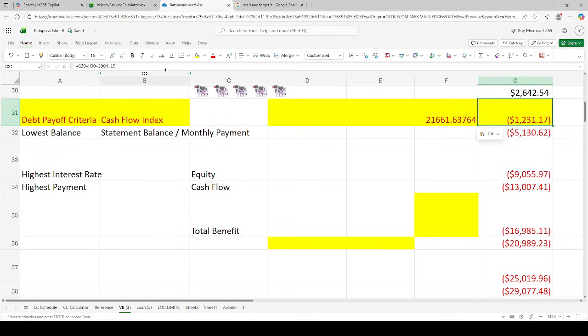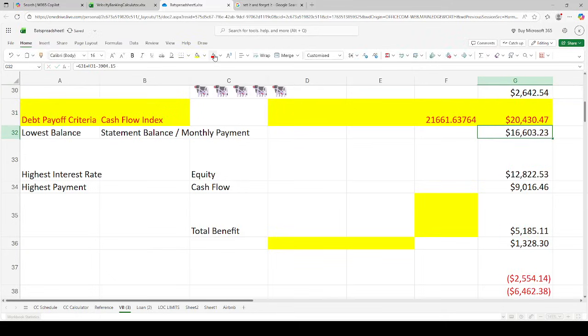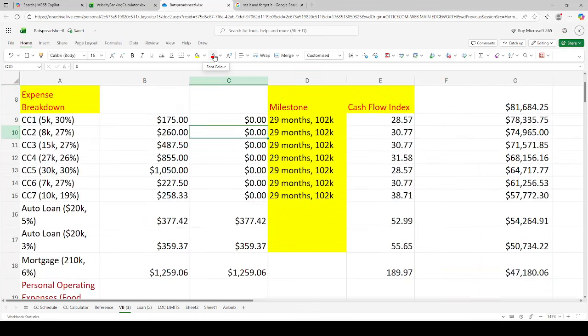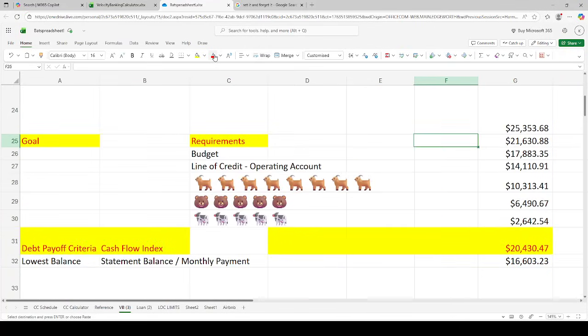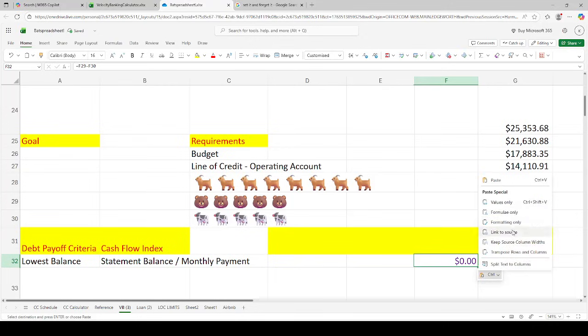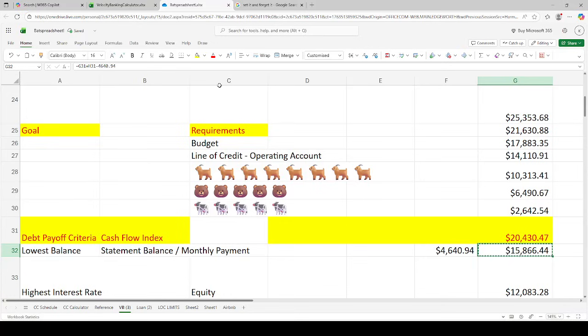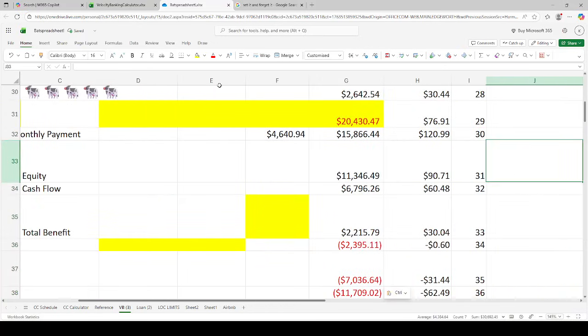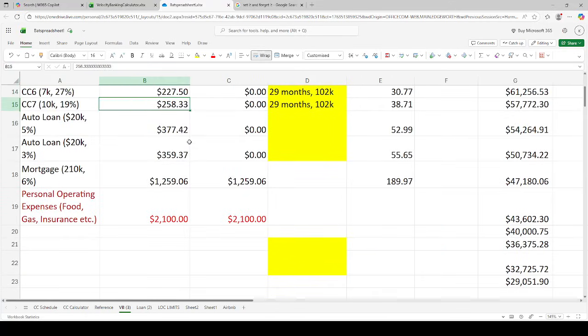So that's going to be plus 661.64, and then this is going to be 00, and then this is going to be $4,600 of cash flow. And let's go ahead and do this, and then this is going to be minus 4640.94. And then this is going to be 34 months, right? 34 months. And so we paid off the 2 auto loans at 34 months.